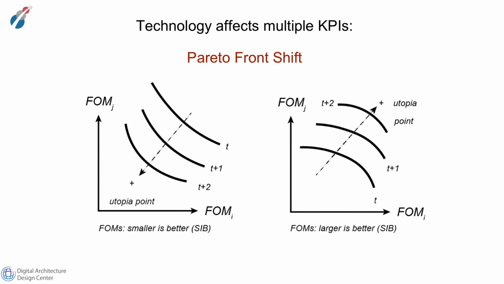And then the third model, like I mentioned, is the Pareto shift. So the example that Brian discussed with the automobiles, acceleration versus price, would be of the left kind, so smaller is better. So the utopia point is in the lower left corner. And so over time, each of these lines, this is time t plus 1, progress is from the upper right to the lower left. Or if your figures of merit are of the larger is better kind, then these Pareto curves will shift from the lower left to the upper right.